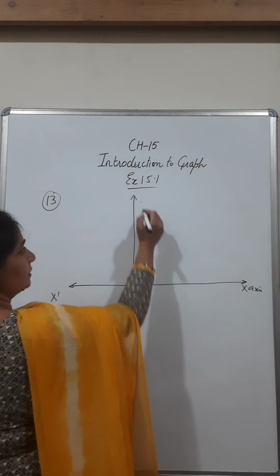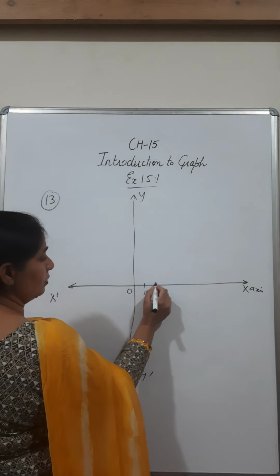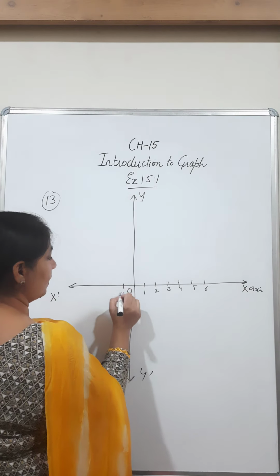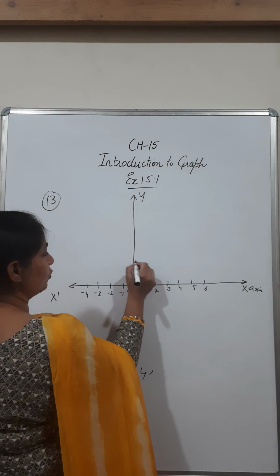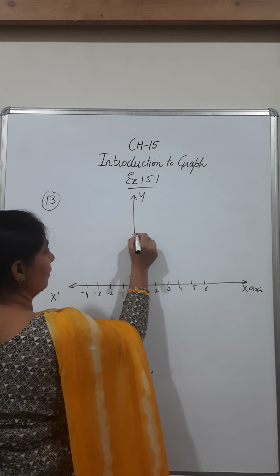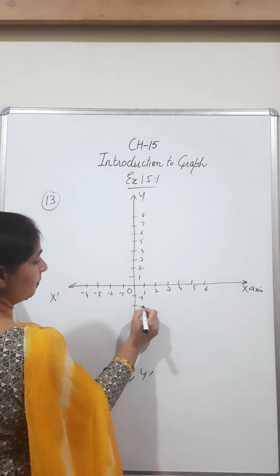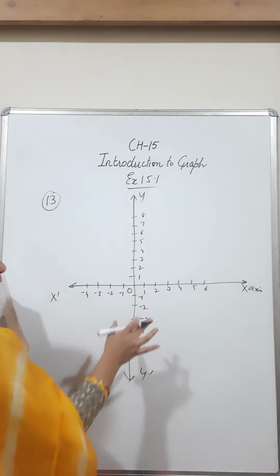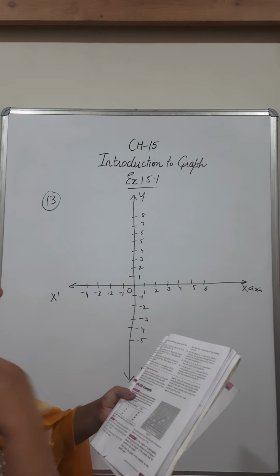So x, x dash and y, y dash. This is my graph. So 0, 1, 2, 3, 4, 5, 6. There is -1, -2, -3, -4. 1, 2, 3, 4, 5, 6, 7, 8. Okay, here also you can mark -1, -2, -3, -4, -5. But they should be at equal distances. Now you have a point A which is -3, 7.